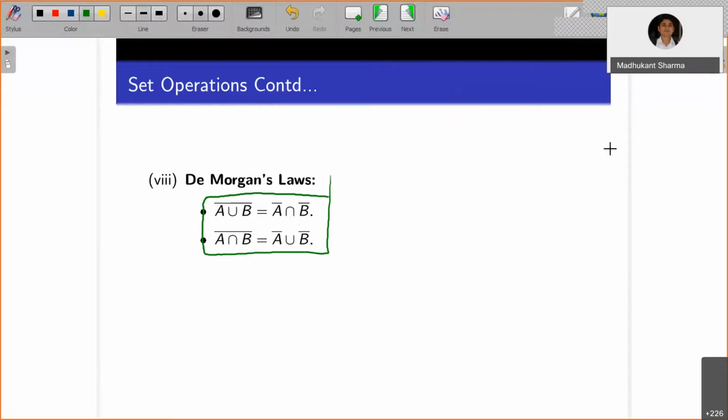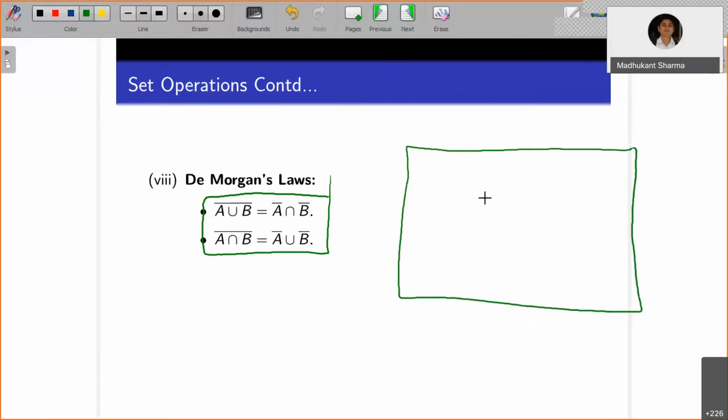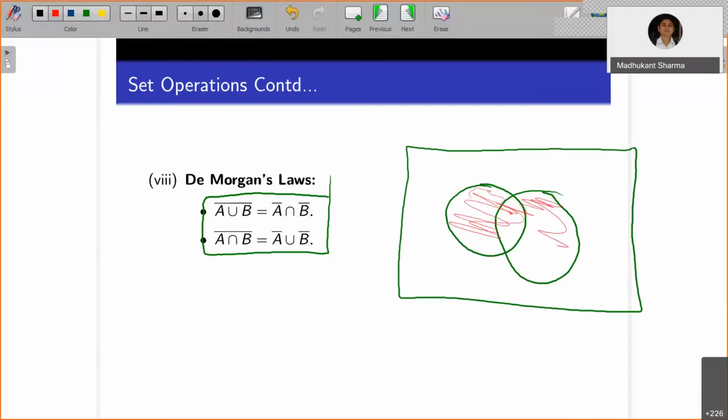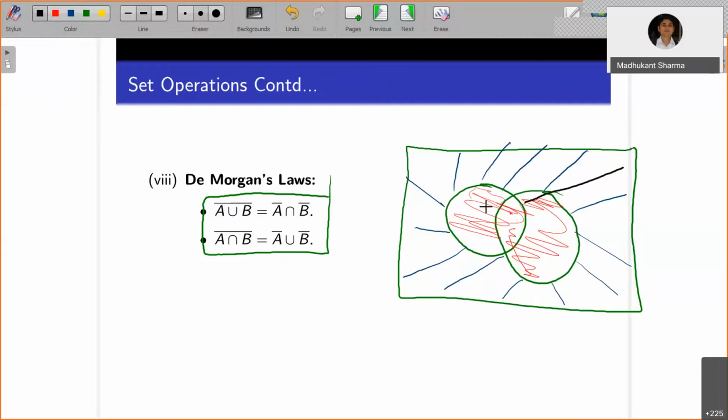Okay, so let me give you one Venn diagram. Let's say this is A and let's say this is B. Now A union B is this full region. So what is the complement of A union B? It is this one, outside this. This is your omega. Now, what is A complement? If you look at A complement, this is A complement. I'm talking about this is A and this is B. So A complement is this.